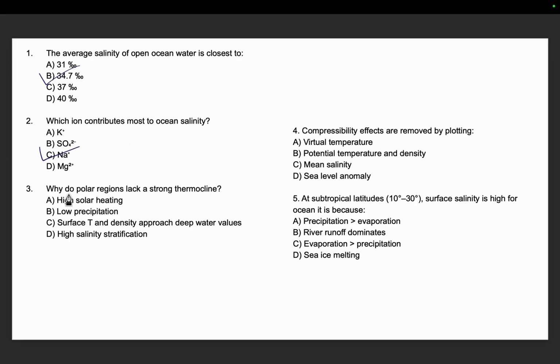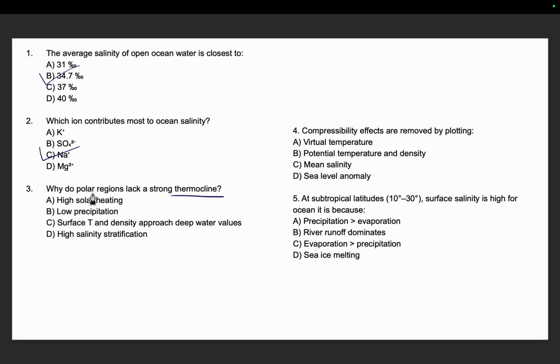Question 3. Why do polar regions lack the strong thermocline? We know the ocean has 3 layers. First is the mixed layer, which is affected by the circulation of the atmosphere, the surface level winds of each cell. Second is the thermocline zone, about 1000 meters in depth. From 1000 to 3700 meters, or 3.7 kilometers, there is the deep layer.